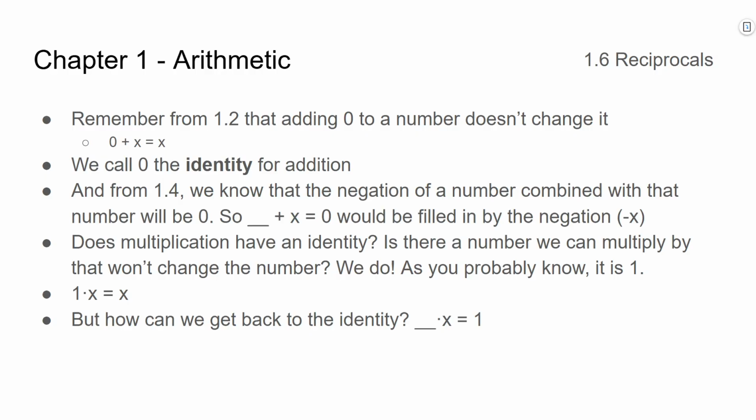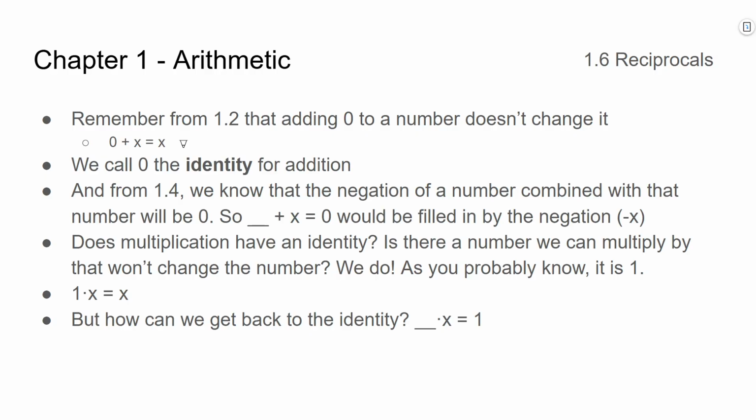So if you remember back from 1.2, if you add 0 to any number, it doesn't change that number. You probably also knew that from before this course too. If you do 0 plus anything, then it doesn't change the number. You get the same x back. So we call 0 the identity for addition. And that just means that the identity is a number that you can perform the operation on and it won't change the original number. So for addition, that number is 0, because if you add 0 to a number, it won't change it.